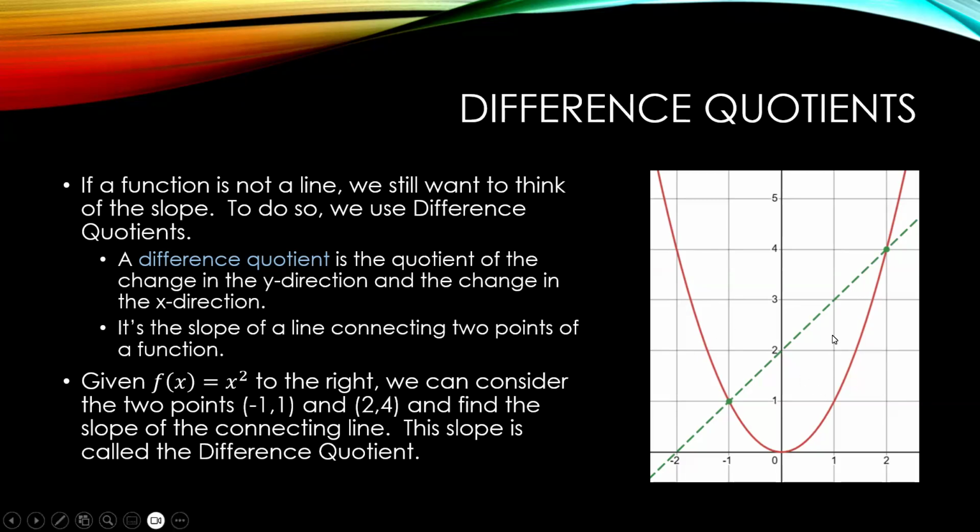And so looking at this green line, what is the slope? Well, you can probably just eyeball it. As you're going over 1, you're going up 1. 1 over 1, this has a slope of 1.